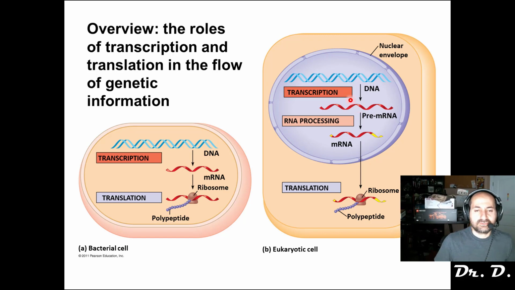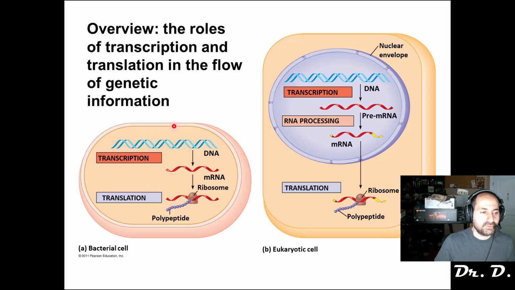So again, to summarize, where does transcription happen? In the eukaryote, in the nucleus. Where does translation happen in a eukaryote? In the cytoplasm. And do they happen at the same time? No, you have to complete transcription and you have to process your pre-mRNA into mRNA beforehand, and only then, after exporting that pre-mRNA, can you do translation.